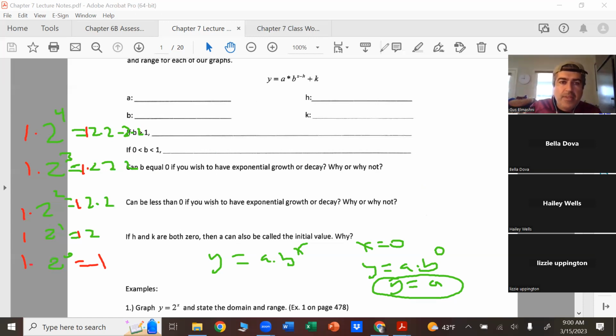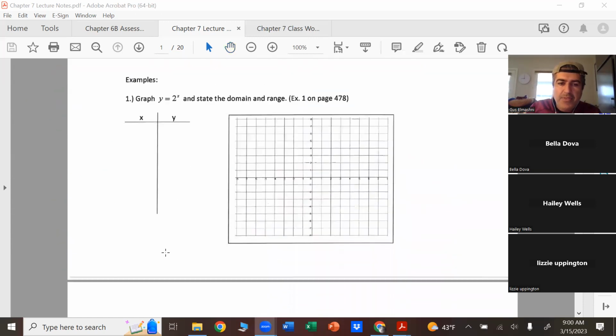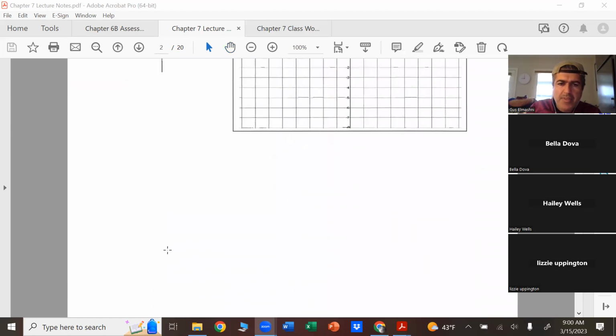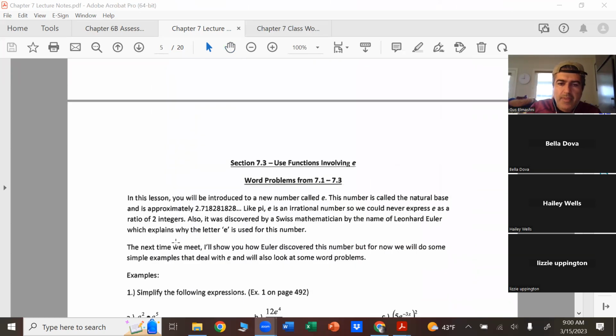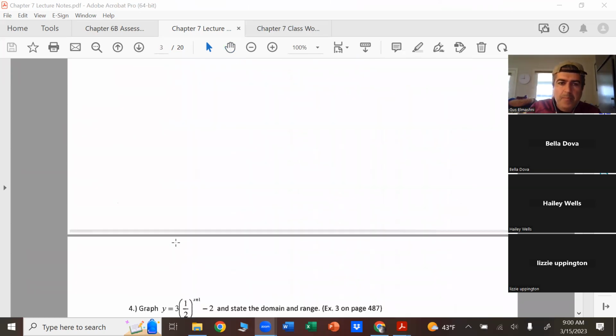Okay, let's actually get to the nitty gritty. Let's do some graphs. And just to pace ourselves, we have example 1, example 2, example 3, and example 4. And I'm not doing 7-3 today. Okay.